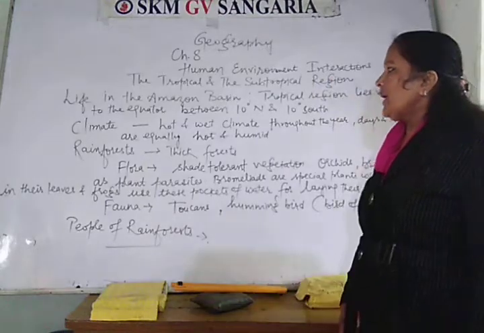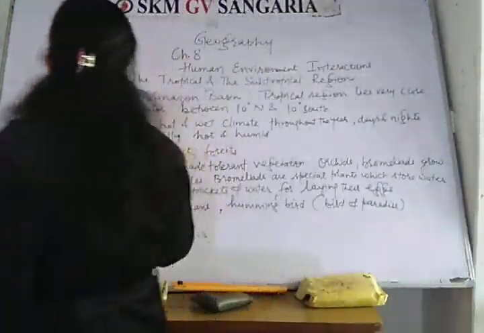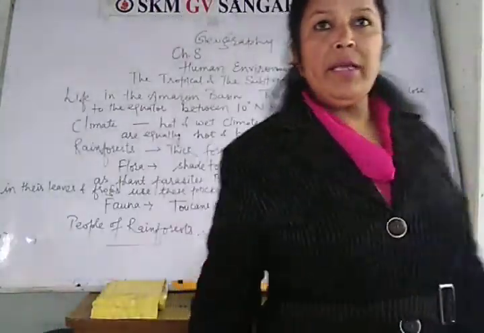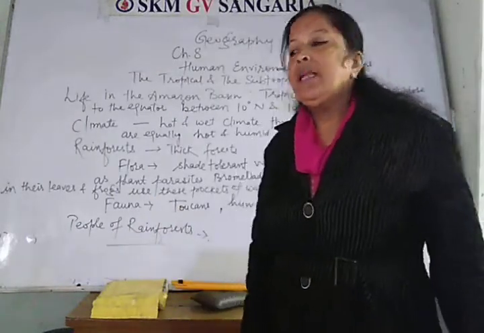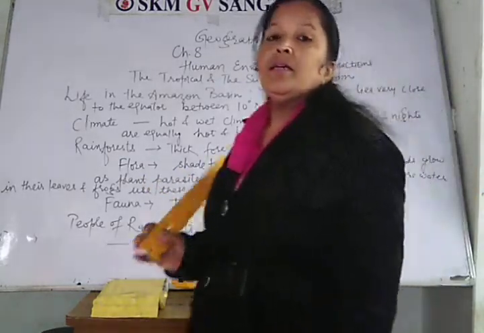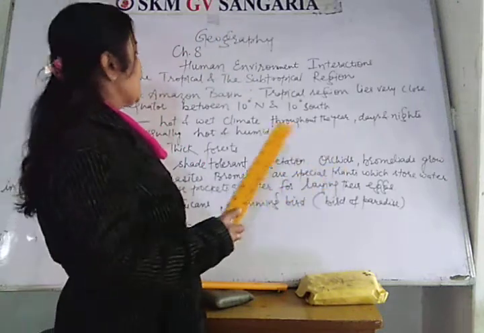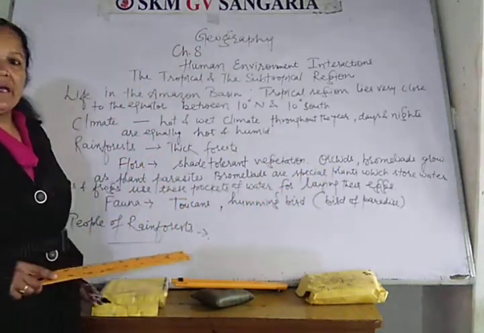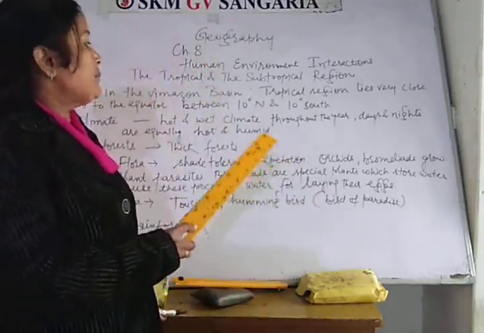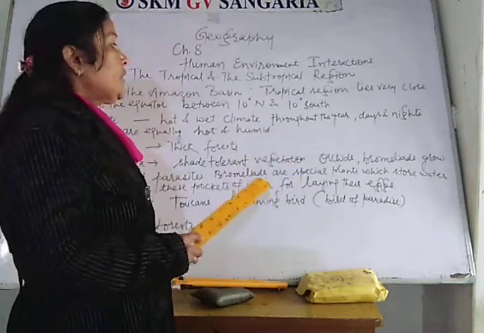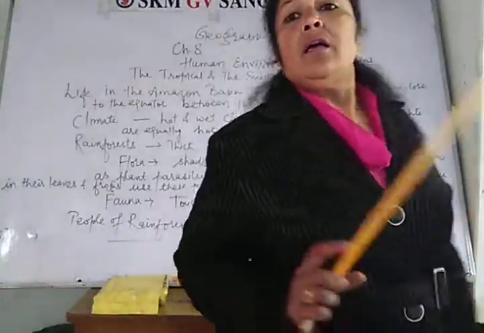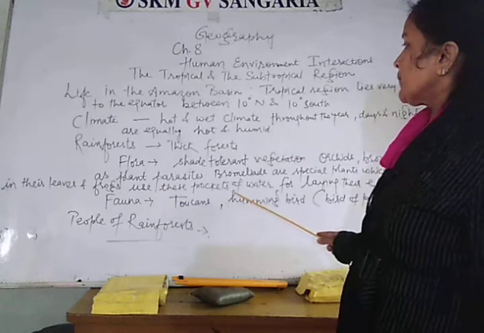Then about rainforest, here thick forests are found. And about flora means vegetation. And fauna means about animal life. So flora, shade tolerant vegetation is there. Then orchids, bromeliads grow as plant parasites. Bromeliads, this is the quality of the special plants. These plants, bromeliads, they store water in their leaves, and that water is used by the frogs.